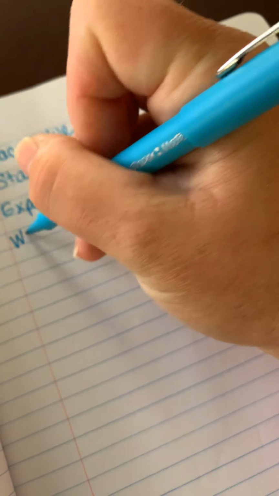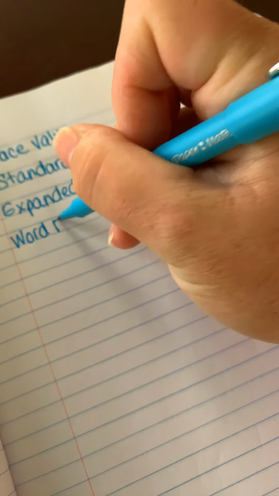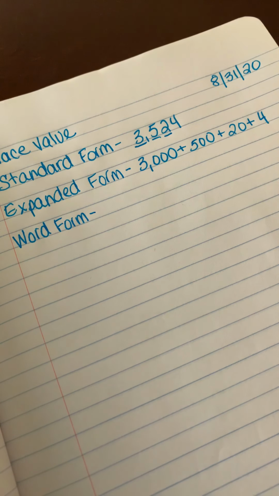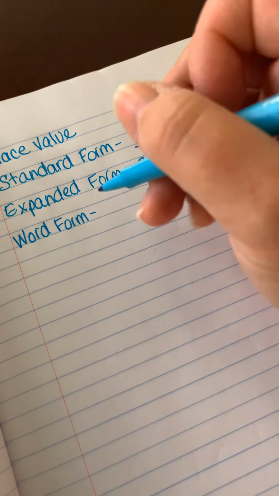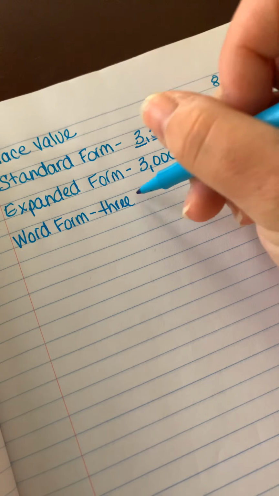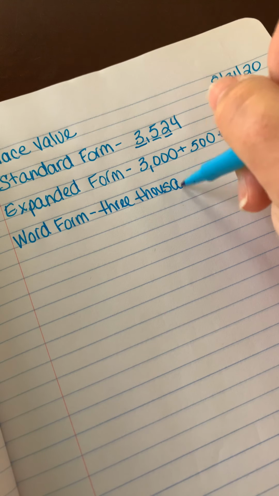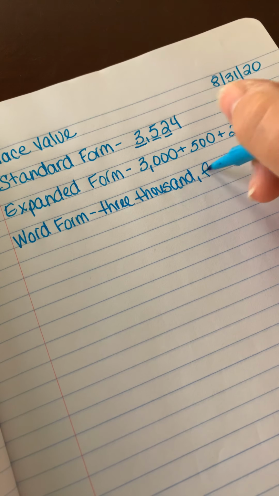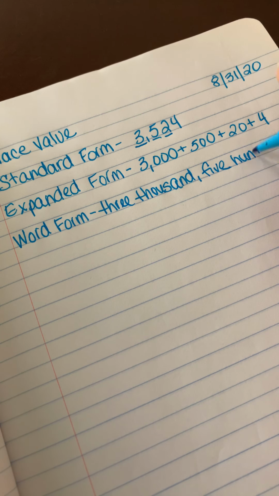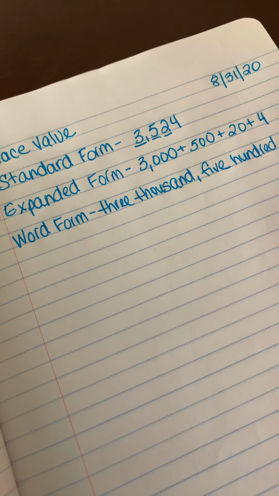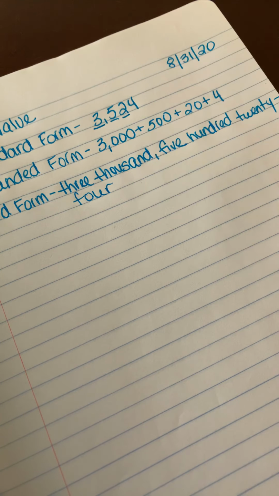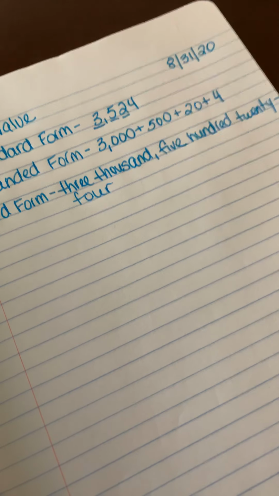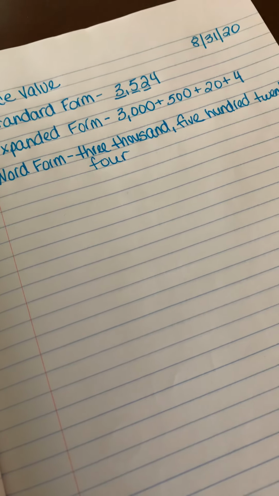Next, I want to talk about word form, using our language, our words, to express a number. So when we say the number 3,524, we're going to write it as we say it, out loud. 3,524. 20, I don't have enough room there, so I'm going to write it down here. 3,524.